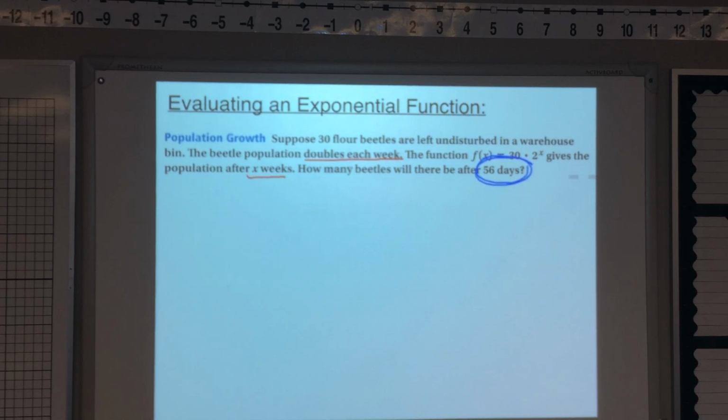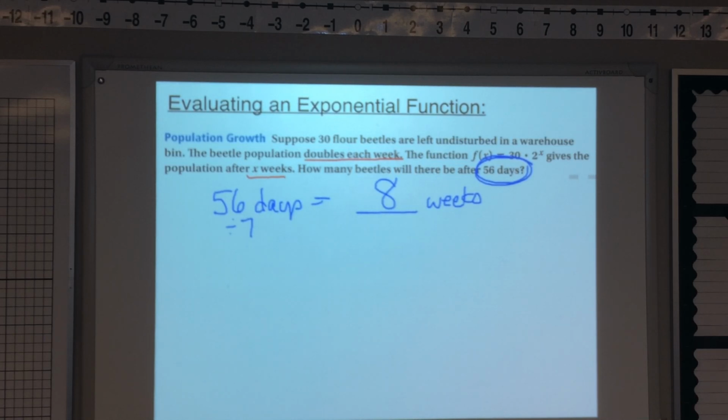Okay, the problem with this one is that all the information for the equation is in weeks, right? But the number they gave me is in days. So my first step is to convert that 56 days into weeks. And the way we do that, we know there's 7 days in 1 week, so we take that 56 divided by 7 to get 8 weeks.